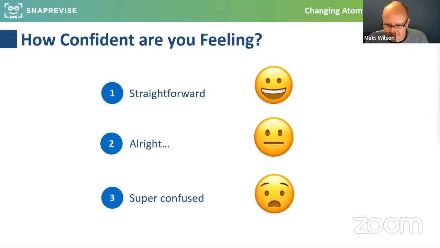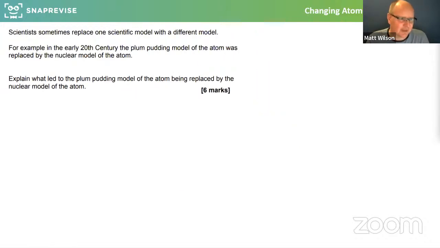Okay, let's have a look at some questions and see what we can do to test what we've been covering. There's a lot of potential content you could write in answer to this question. It's an AQA question from a higher paper of 2018. Scientists sometimes replace one scientific model with a different model. For example, in the early 20th century, the plum pudding model of the atom was replaced by the nuclear model of the atom. Explain what led to the plum pudding model of the atom being replaced by the nuclear model.